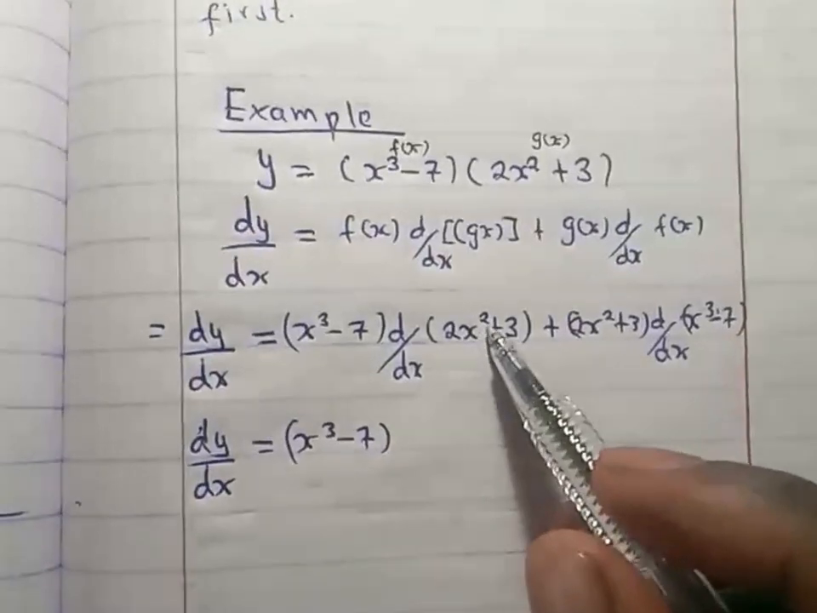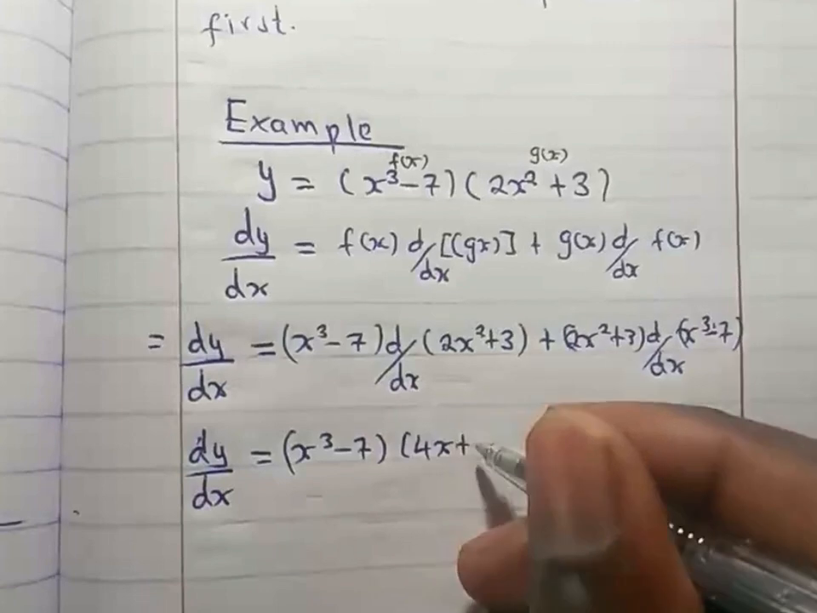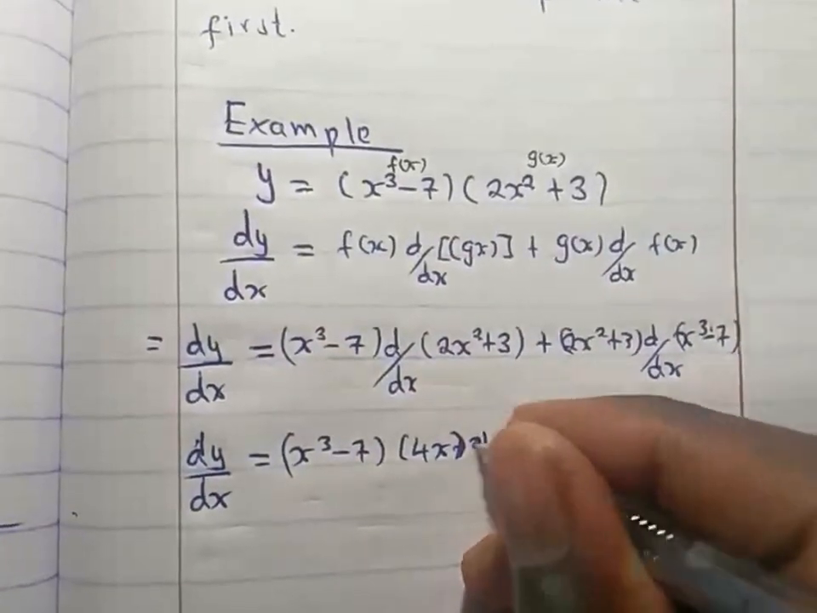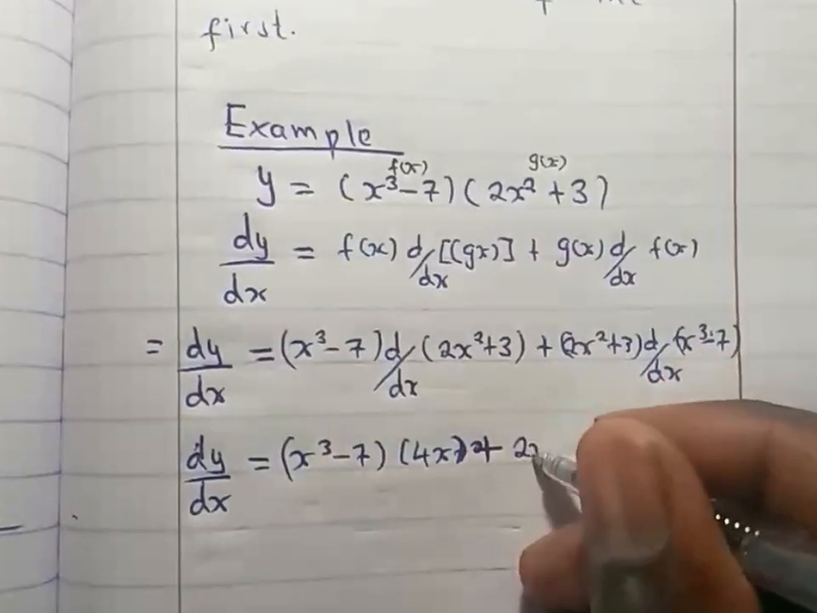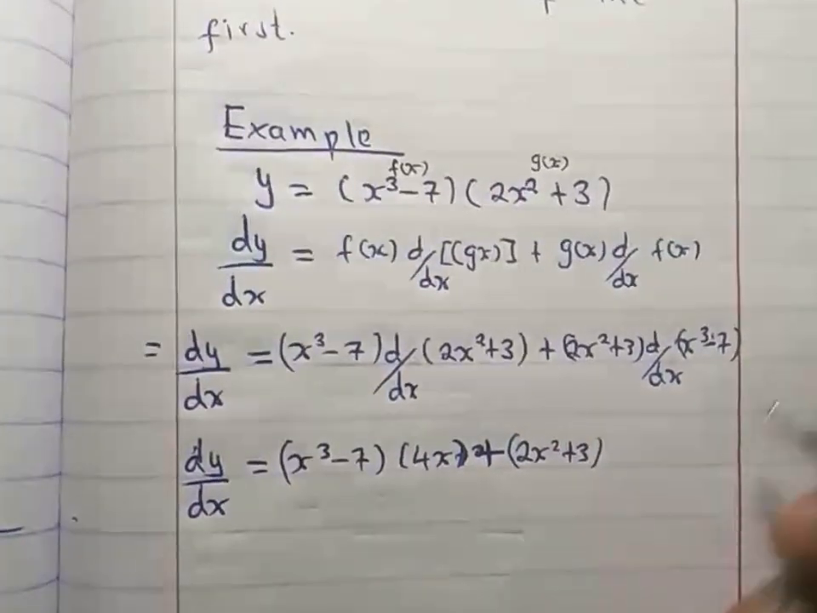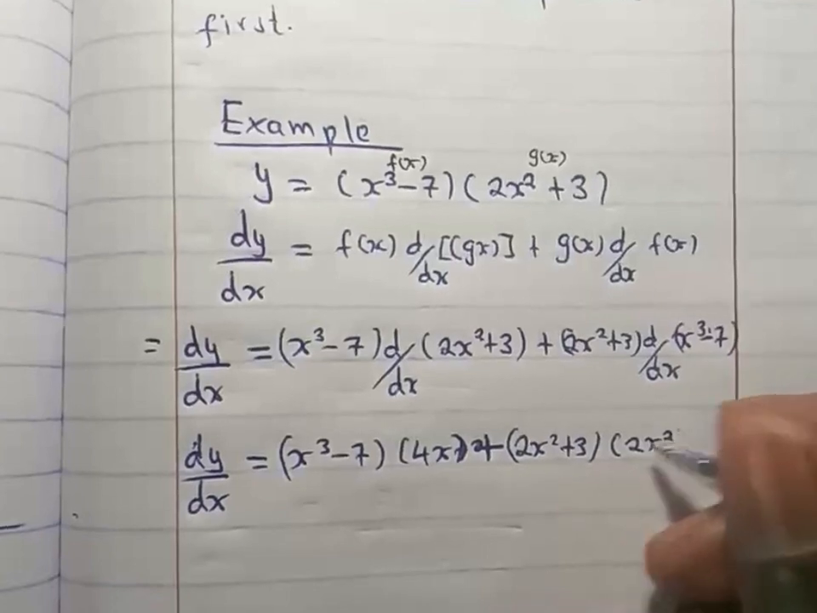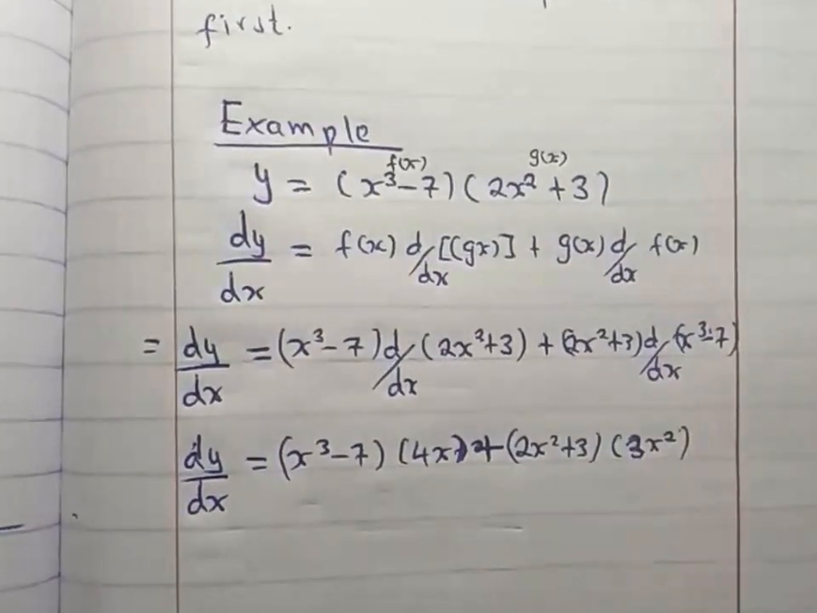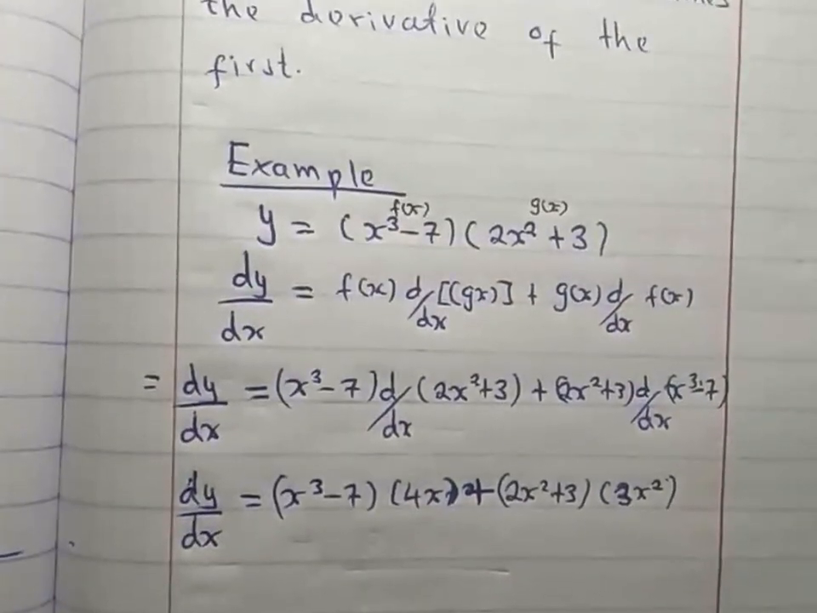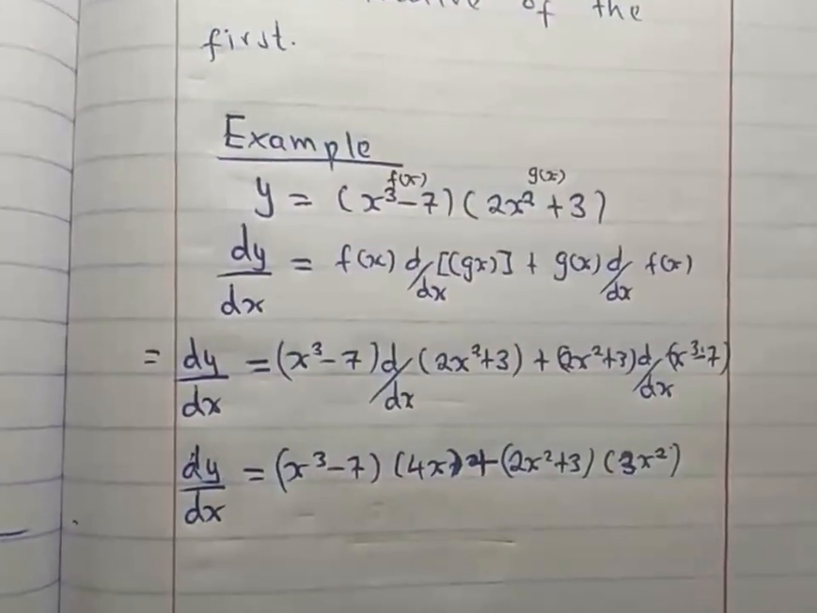If we differentiate this function with respect to x, we are going to get 4x, plus 2x squared plus 3. If we differentiate x cubed minus 7 with respect to x, we are going to get 3x squared. If we differentiate x cubed with respect to x, we are going to get 3x squared; minus 7 is a constant, so it will go.